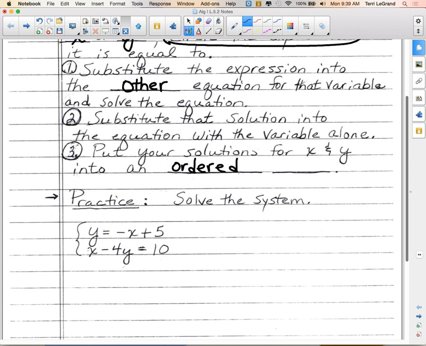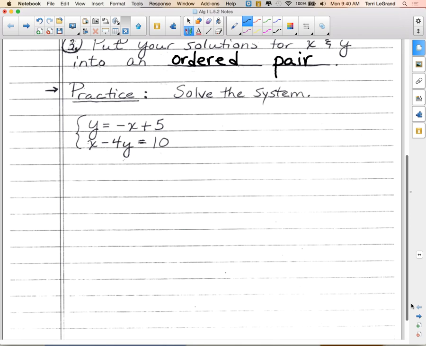From the graph, we got the x and y from the ordered pair where they intersected. Here we're going to get the x and the y and say, oh, this is where they would intersect on the graph. So if we solve the same system of equations by graphing, we should still get the same answer. Okay, so let's just start practicing.